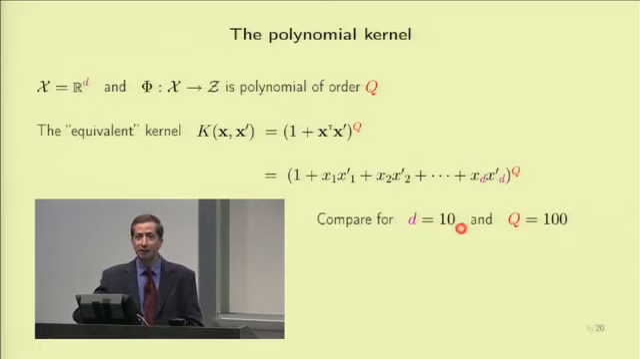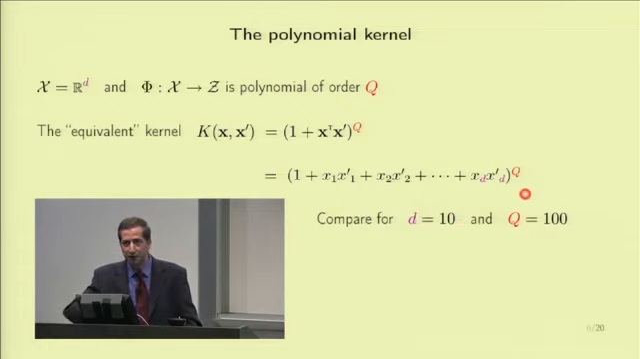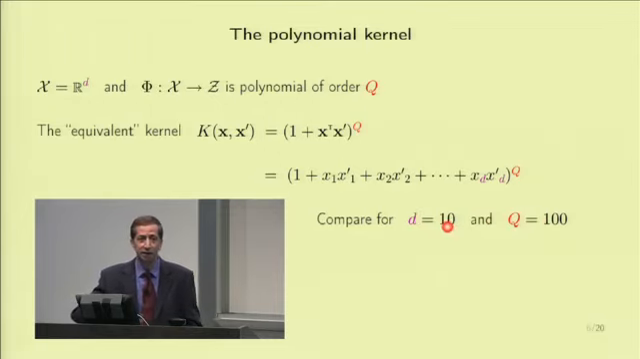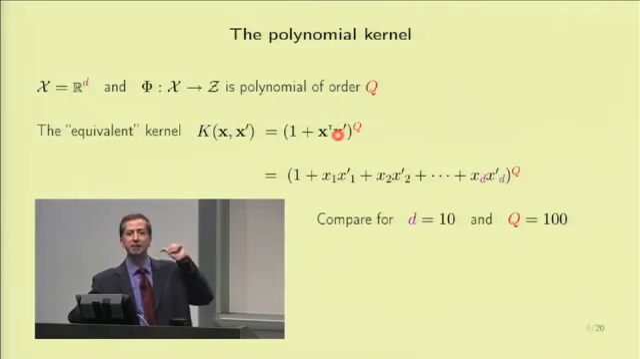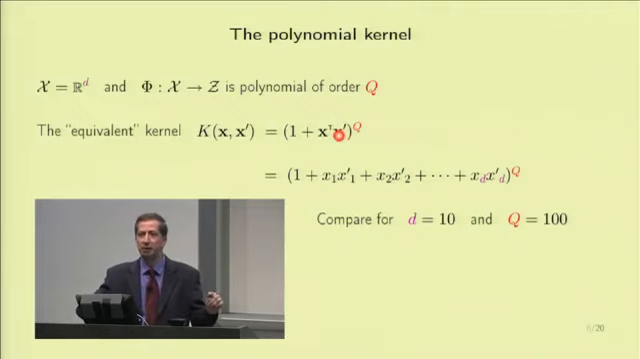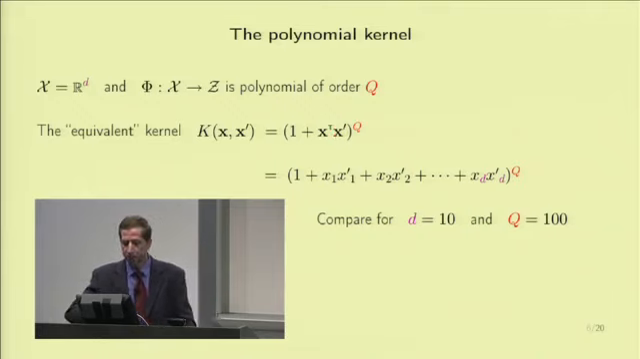But if you actually go at it explicitly, you have to give me the entire vector in the z space that results from a 100-order polynomial transformation of a 10th-order input. This will be an ugly beast to deal with. And now I can do this just by computing this number. Take your x and x', get this number, raise it to the power q, and I already have, as if I had visited the z space and got that number there.